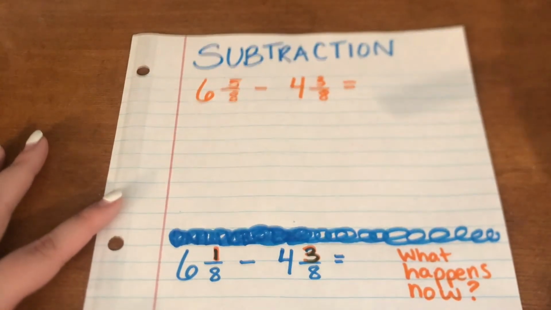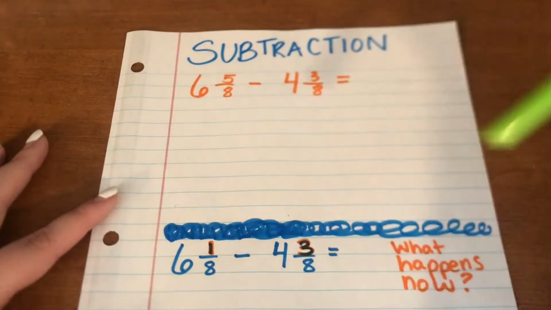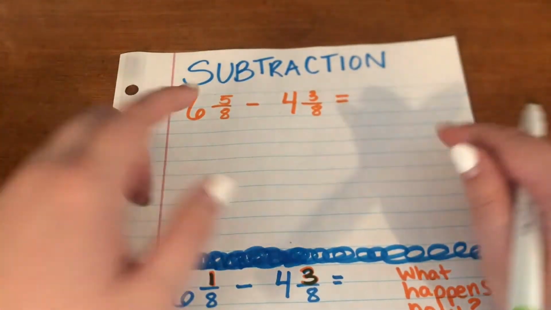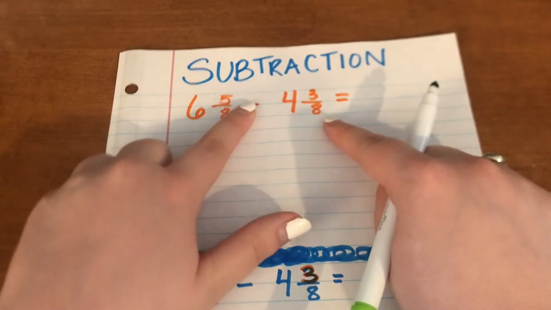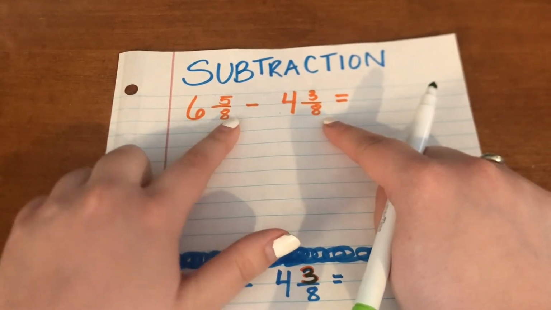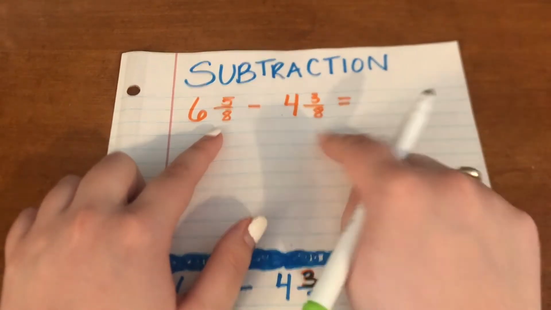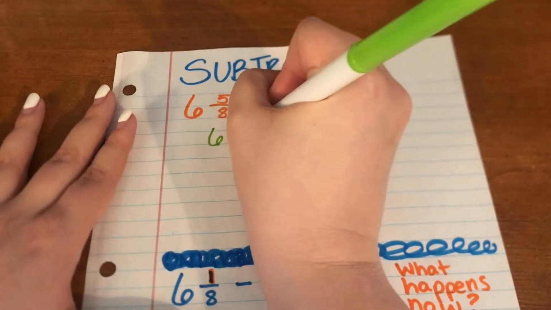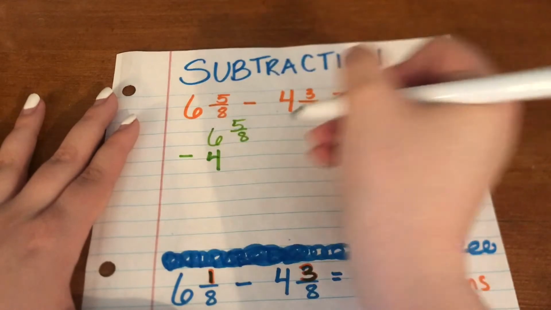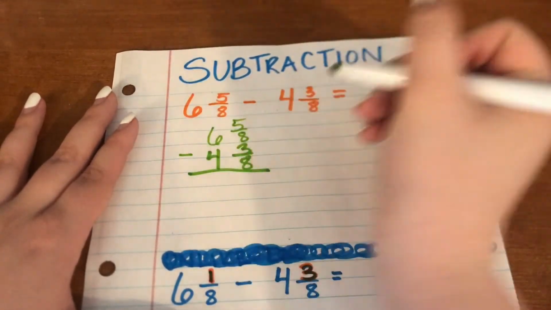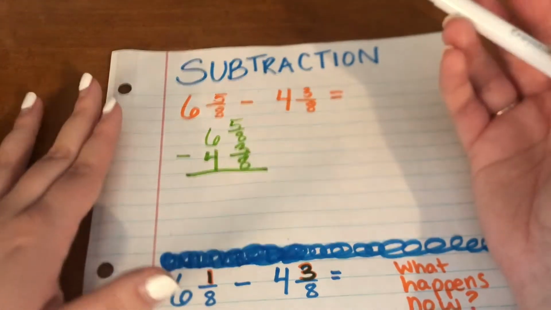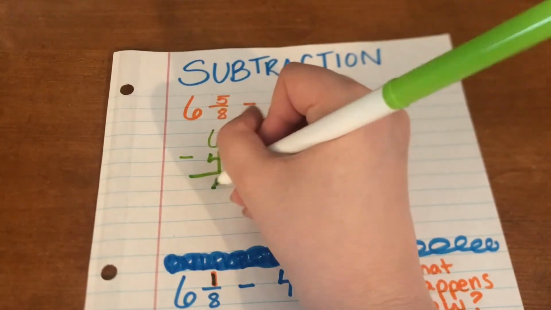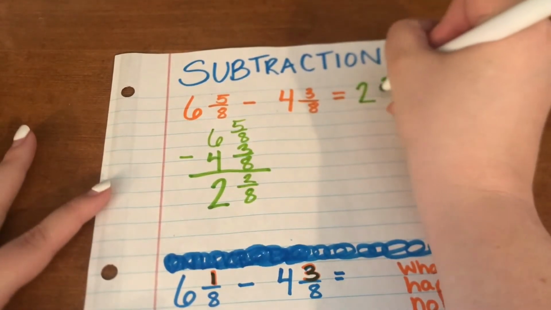Alright guys, the next skill we're going to talk about is subtraction of mixed numbers. In the best case scenario, you've got common denominators and the fraction in your first number is bigger than the fraction in your second number, so it's really easy to subtract. If I were to stack these up standard algorithm style, then I know I could subtract 5/8 minus 3/8, which would get me 2/8, and 6 minus 4 would give me 2. So my answer would be 2 2/8.